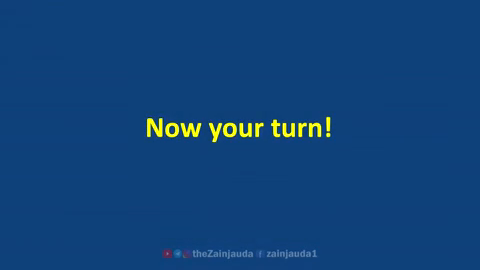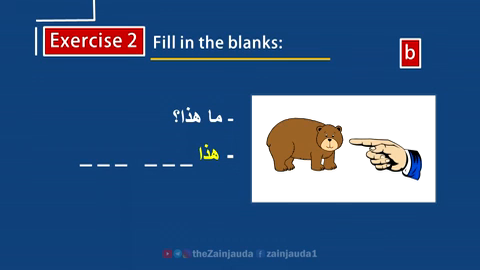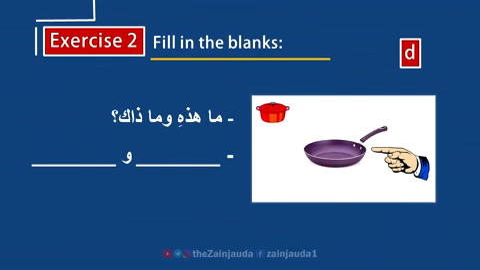Now your turn. This is exercise number 2. Try to do these exercises. A. ما هذه, هذه. B. ما هذا, هذا. C. ما هذه وما ذلك, لعبة وذلك أزرق. D. ما هذه وما ذاك.